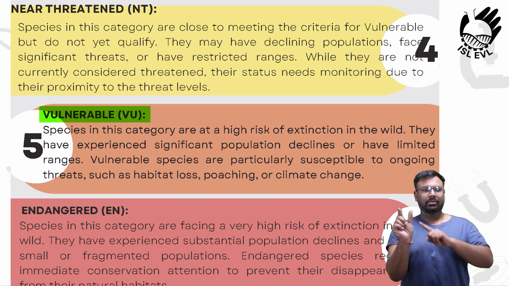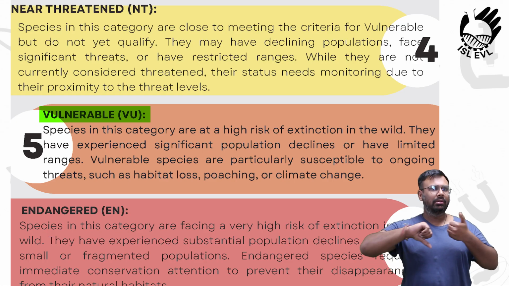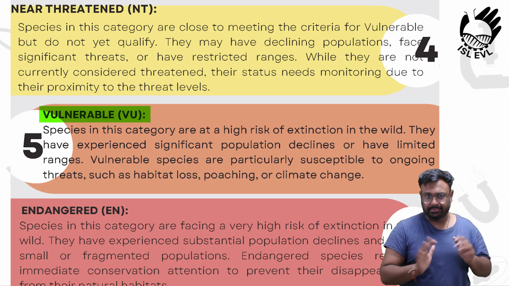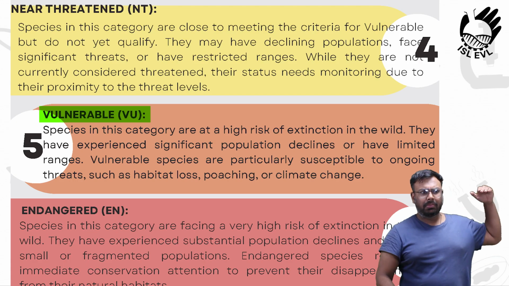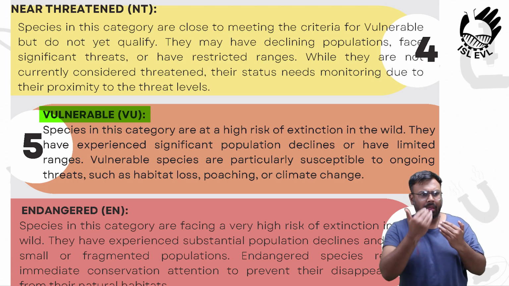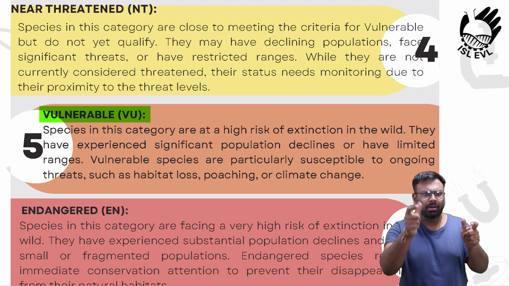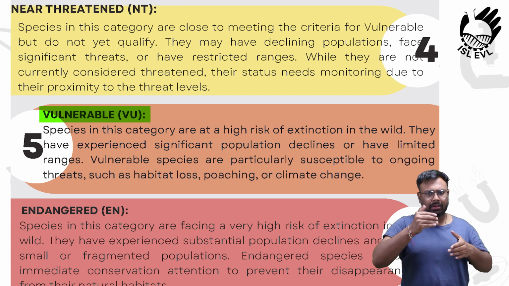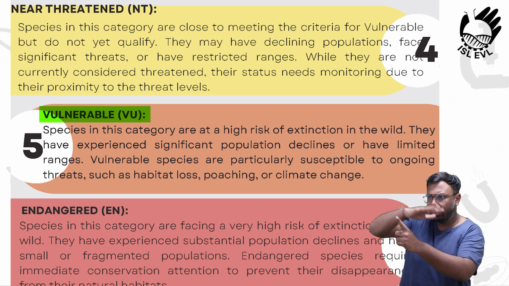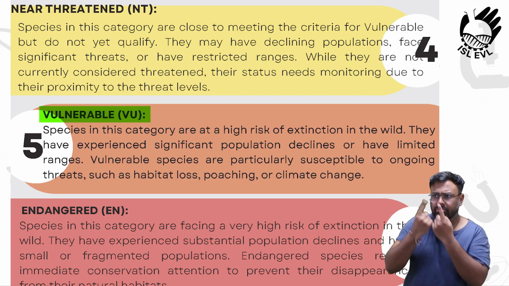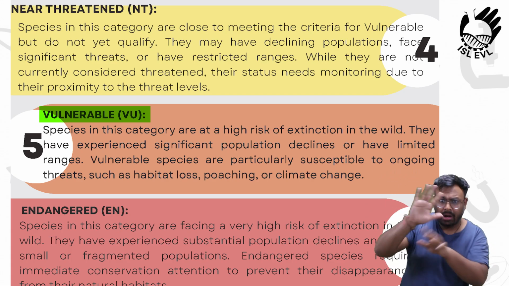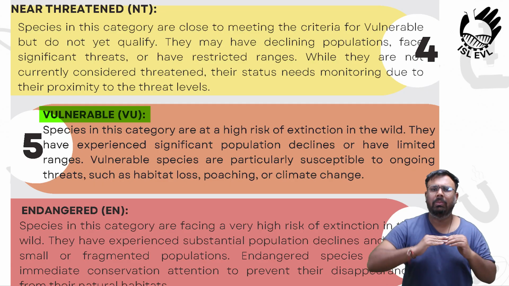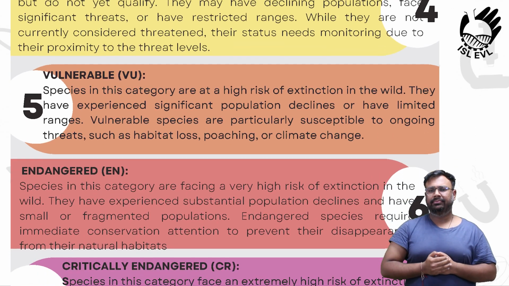Vulnerable, VU. Species in this category are at a high risk of extinction in the wild. They have experienced significant population declines or have limited ranges. Vulnerable species are particularly susceptible to ongoing threats such as habitat loss, poaching, or climate change.